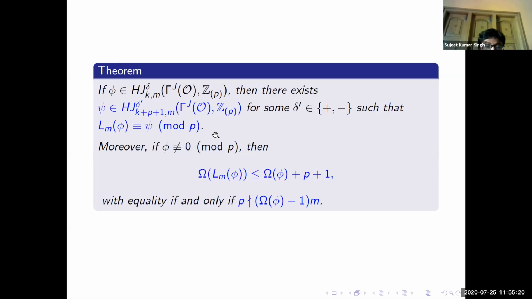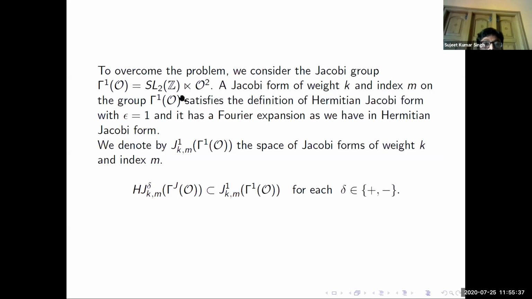And the proof of this theorem requires a structure property, as we have discussed in the case of Jacobi forms. That structure property is not known in the case of Hermitian Jacobi forms. And to overcome that problem, we consider a bigger class of Jacobi forms.